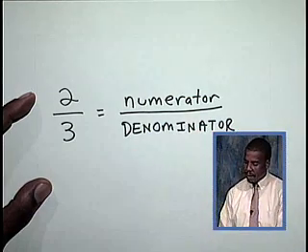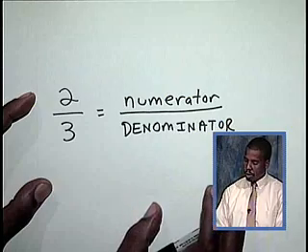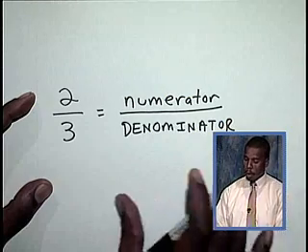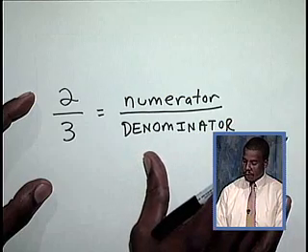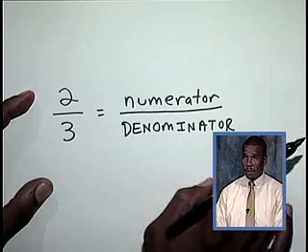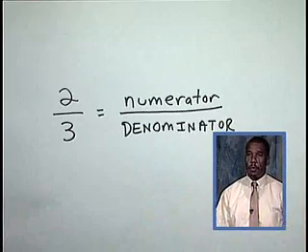We say the denominator is the number of equal-sized divisions of the whole, while the numerator is just the number of equal-sized divisions that you are interested in for that particular problem. Let's look at some rules that talk about how to simplify fractions.